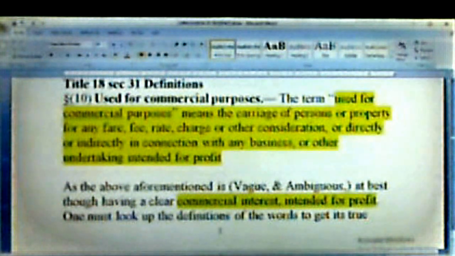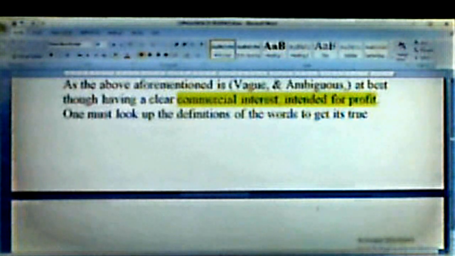So we see that the law has a clear commercial interest that's intended for profit. Okay? But we have to look up some more definitions of the words to get their true meaning. So here we're going to start with what a driver is, as well as what a driver's license is and who must have it, right?